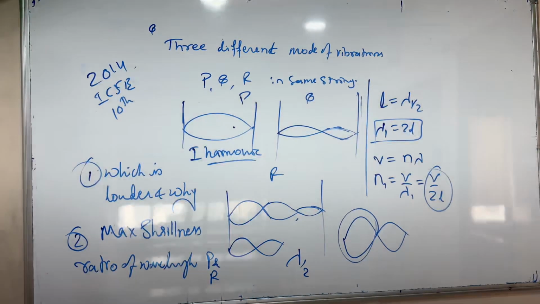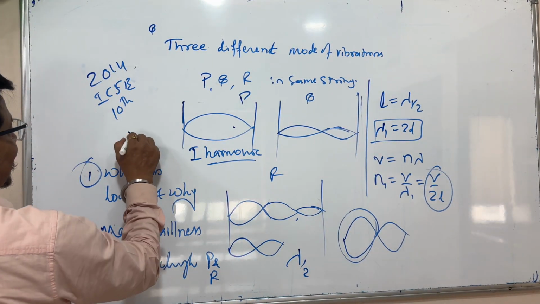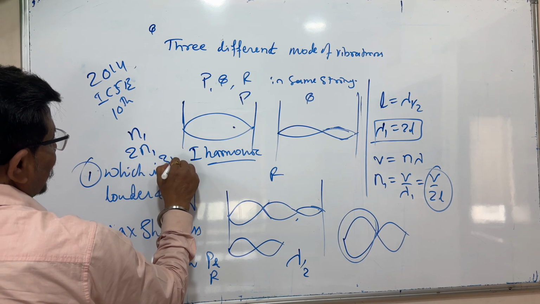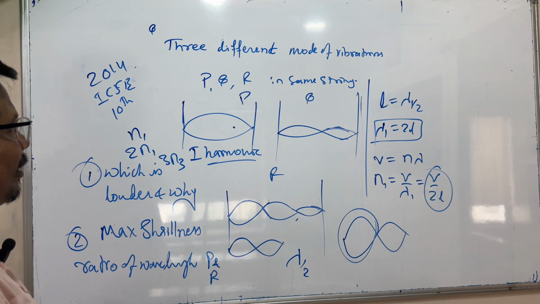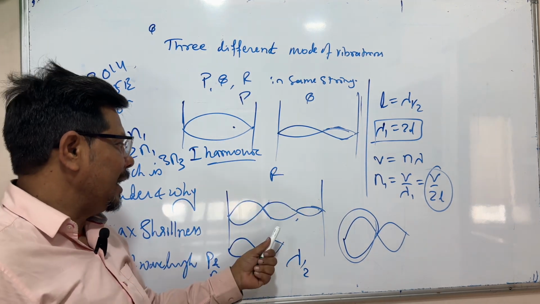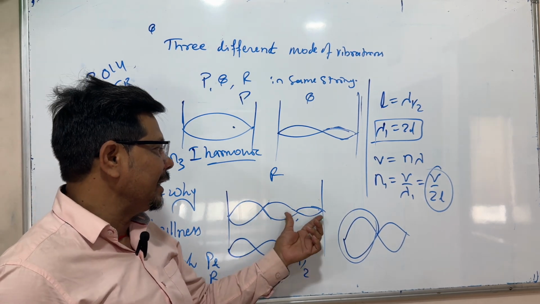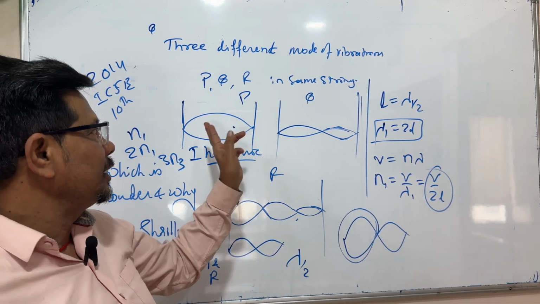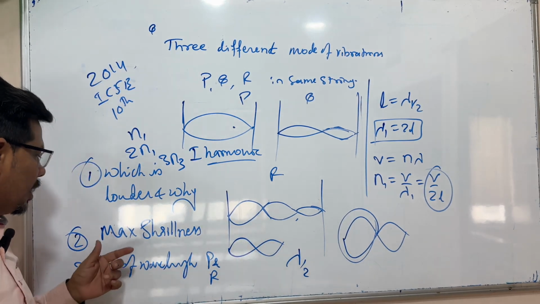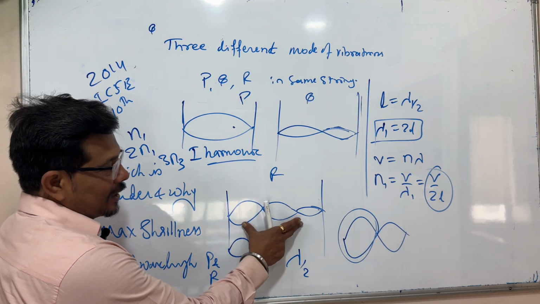What is the maximum shrillness? See, the first frequency is N1, the second will be 2N1, and the third will be 3N1. It is N1, then 2 times N1, and 3 times N1, meaning the first loop, second loop, and third loop. The third loop is 3 times the first. So maximum shrillness means maximum frequency, and the maximum frequency is in this.